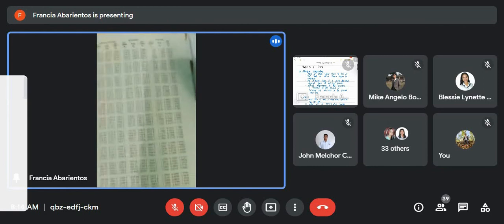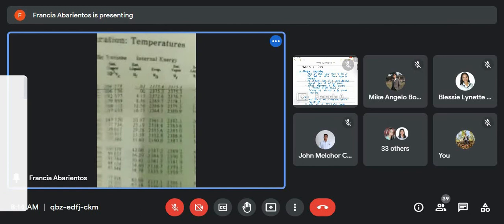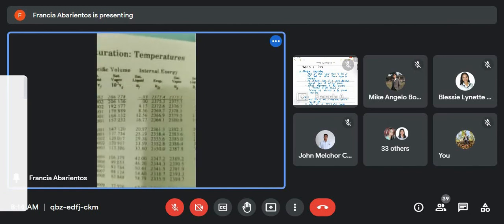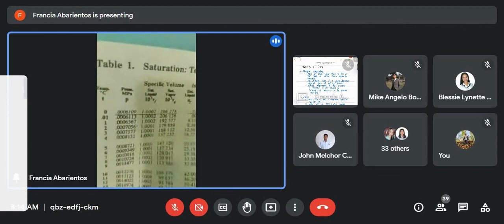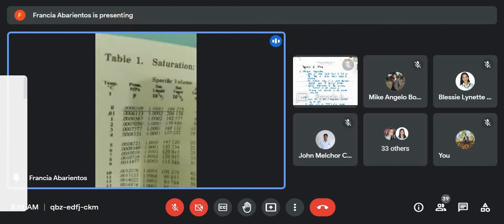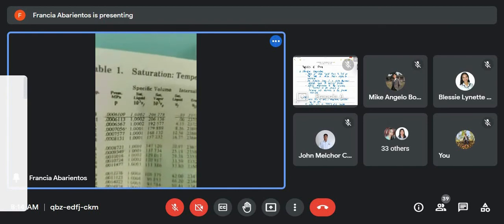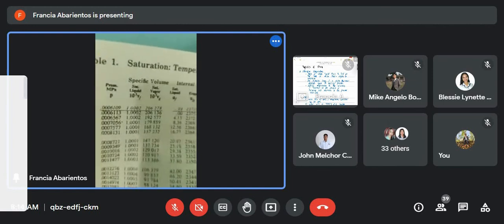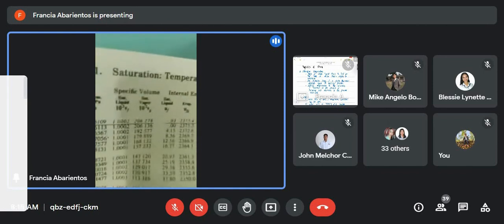So, madaming numbers. First, this is the saturation temperature. So, yung temperature natin, class, is in degrees Celsius. Take note of that. Yung pressure natin is in megapascal. So, if I have given you the value in kilopascal, you need to convert it into megapascal.